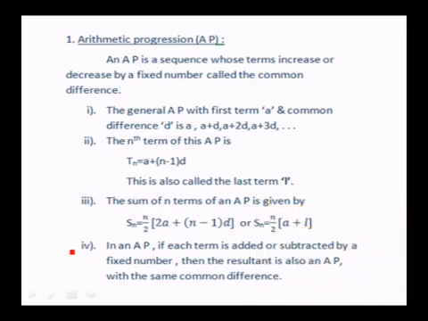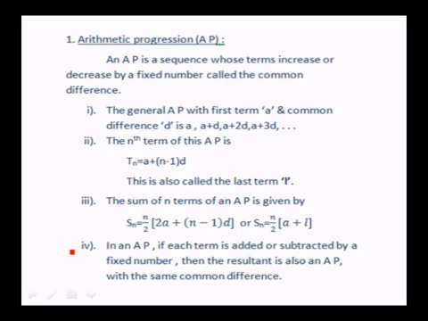Arithmetic progression. First let us discuss arithmetic progression, which in short we denote by AP. An AP is a sequence whose terms increase or decrease by a fixed number called the common difference. The general AP we normally write with first term a and common difference d, that is a, a plus d, a plus 2d, a plus 3d, etc. In all our problems we take this general AP for practical purposes.